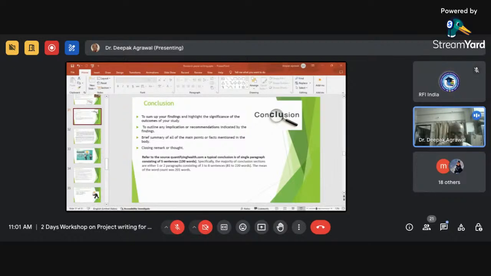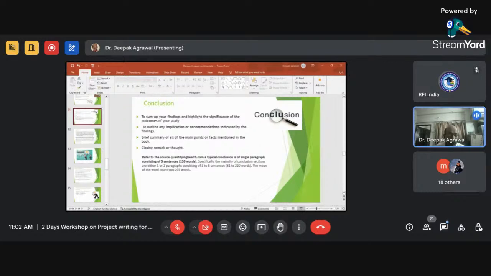So again, things vary. The conclusion should be limited by nature. Once you are writing your thesis, in that case, you can write the conclusions based upon your objectives and a final paragraph for the whole of your work. This can also be one of the ways. So it all depends upon your choice.